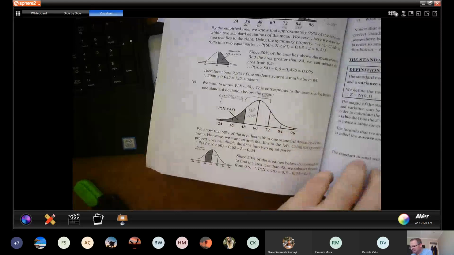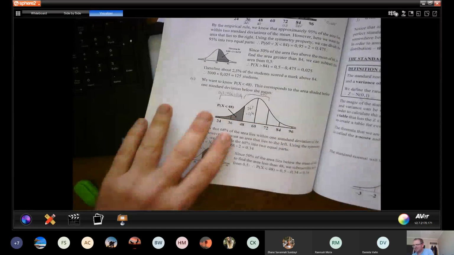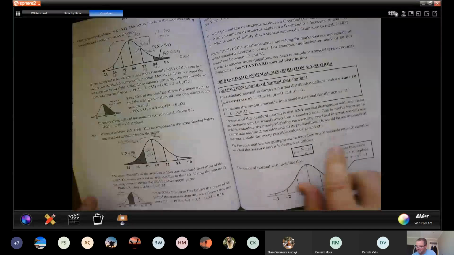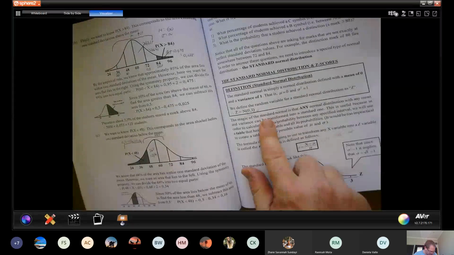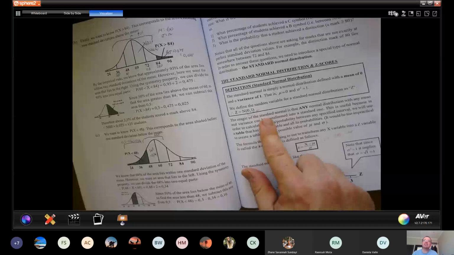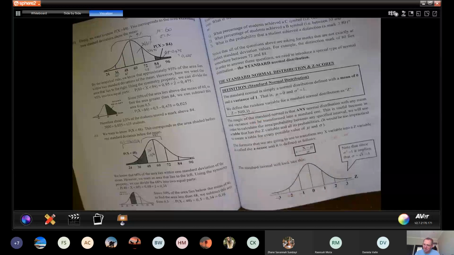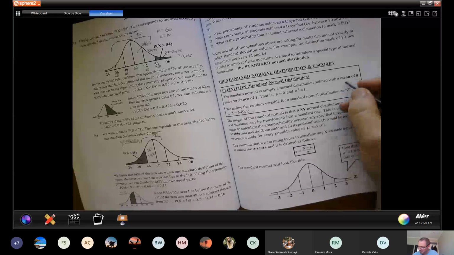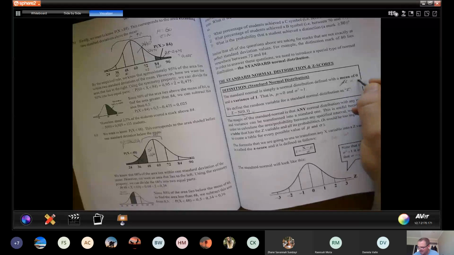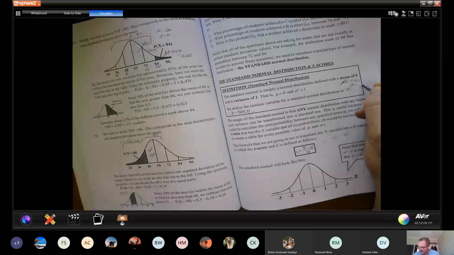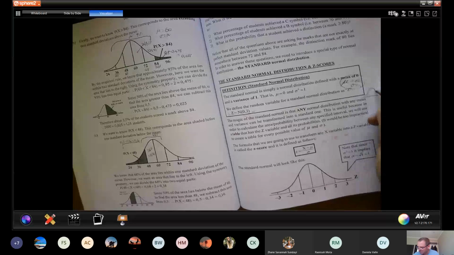But there's good news. The good news is that we're going to take every single normal curve, no matter what the mean is and no matter what the standard deviation is. We could have an example like we just did, where the mean, the symbol for which is mu, was 60 and the standard deviation was 10. That gives us a normal shape.